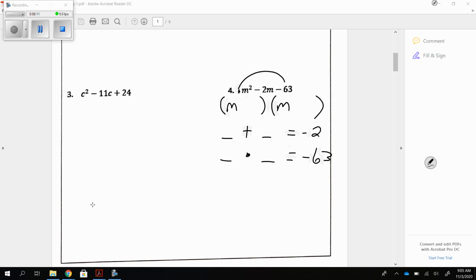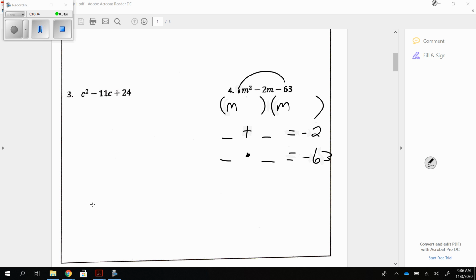We know negative 63, there's not a lot of factors for that. We can do 1 times 63, that's not going to equal negative 2. We can do 2, nope, we can't divide it by 2. We can do 3, that's 3 and 21, but that's not going to work, 4, and so on and so forth. But if we continue on, you finally run into 9 and 7. We know 9 times 7 is 63.